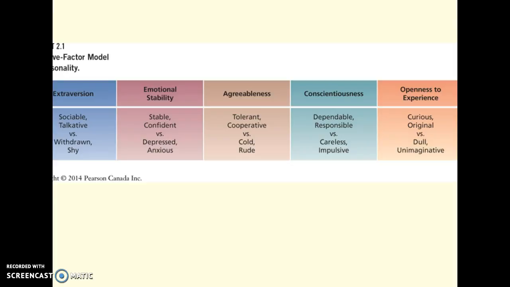Here we see the five-factor model of personality, or the Big Five: extraversion, emotional stability, agreeableness, conscientiousness, and openness to experience. In extraversion, we have social, talkative versus withdrawn or shy. In emotional stability, we have stable or confident versus depressed or anxious. In agreeableness, we have tolerant and cooperative versus cold or rude. In conscientiousness, we have dependable, responsible versus careless, impulsive. In openness to experience, we have curious, original versus dull and unimaginative.